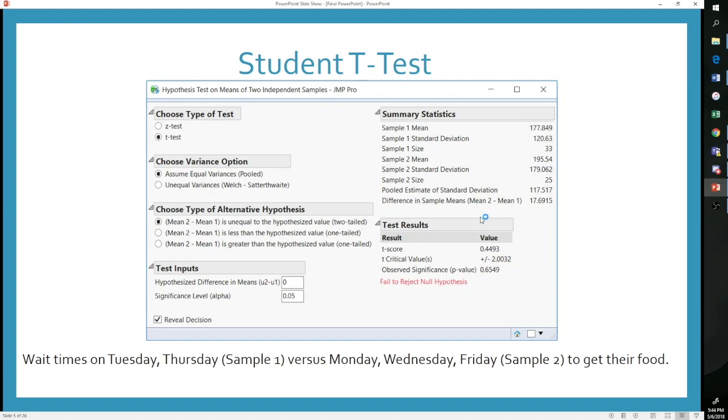For our second test, we're comparing the wait time to get their food instead of their receipt on the sample 1 Tuesday, Thursday versus sample 2 Monday, Wednesday, Friday. And the sample size stays the same, and we got the p-value of 0.6549, which is much higher than 0.05. So we fail to reject the null hypothesis, and we conclude that the wait time between Tuesday, Thursday, and Monday, Wednesday, Friday to get their food is not significantly different.